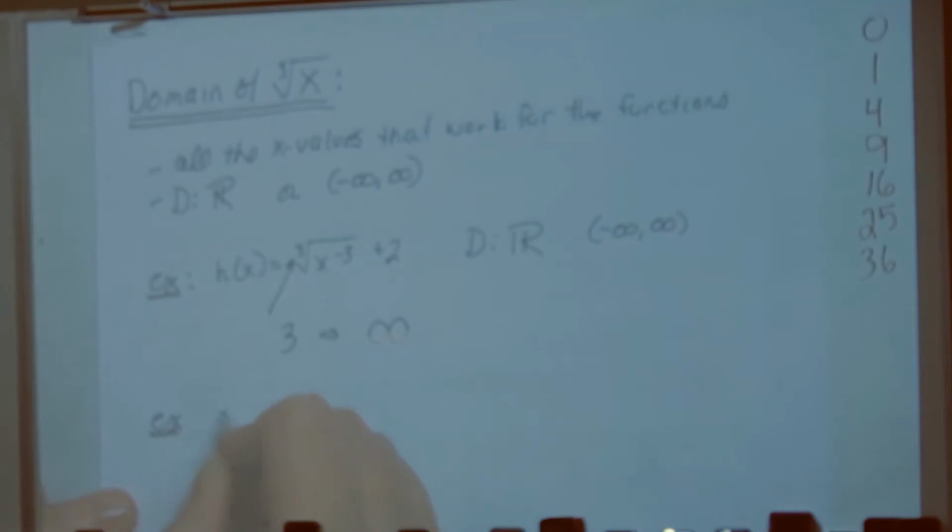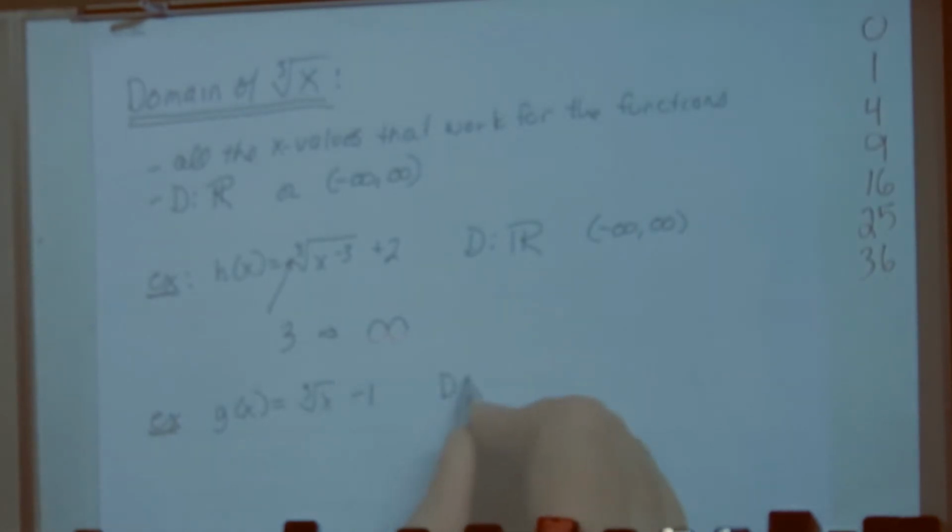All right, what if I give you g of x is equal to the cube root of x minus 1? What is my domain on this one? All real numbers. Do you need more examples? No? All right, we'll do one more. f of x is equal to negative 2 times the cube root of 4 minus x, plus 5.